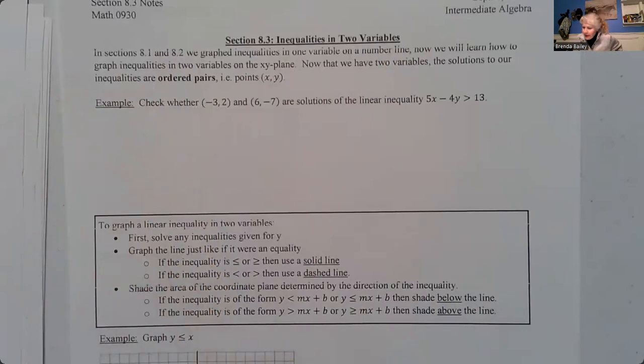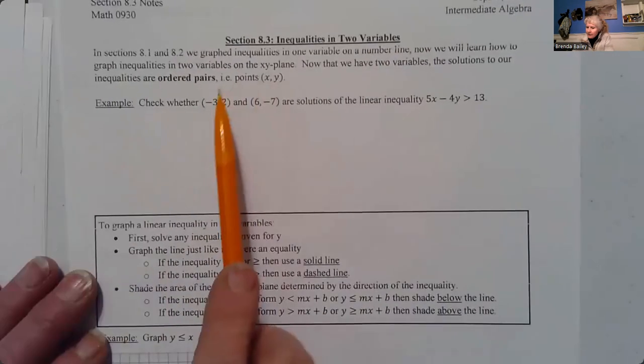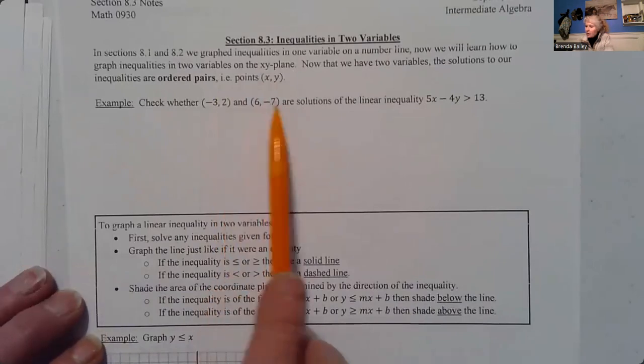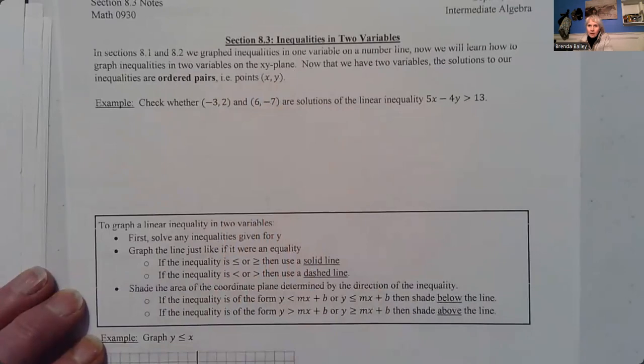Okay, so let's go through these. Check whether -3, 2 and 6, -7 are solutions of the linear inequality 5x minus 4y greater than or equal to 13.